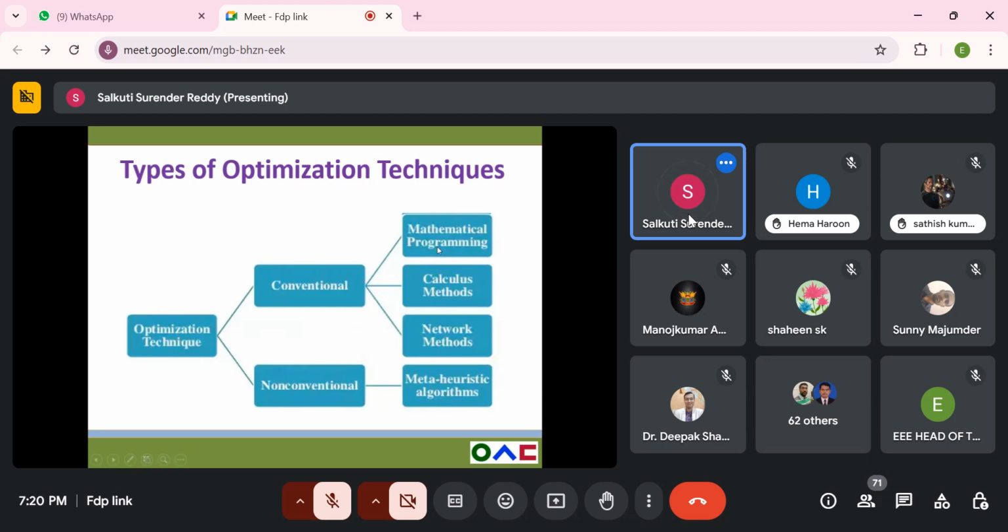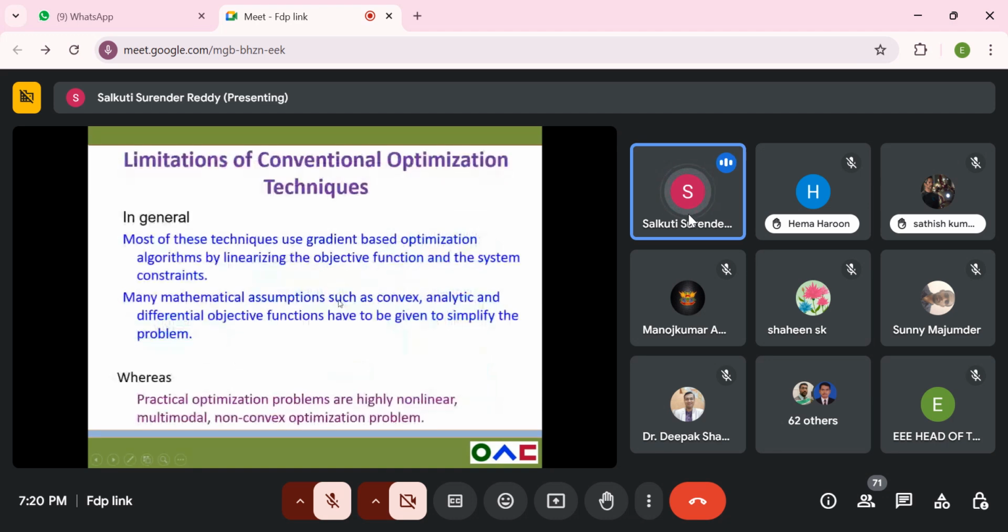But if your problem is non-linear, then there is a problem with conventional techniques. So let's see what the limitations of these conventional techniques are. Most of the conventional techniques use gradient-based optimization, and gradient-based optimization techniques are nothing but we do some kind of linearization.